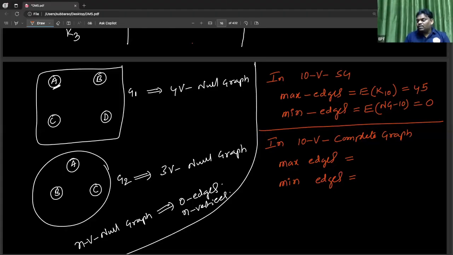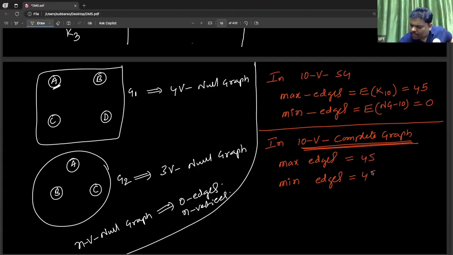First of all, a complete graph is a simple graph. Self loops are not allowed. Parallel edges are not allowed. So what is the answer? Remember here, a 10 vertex complete graph is already complete. It already has the maximum. What is the maximum? What is the minimum? Both are 45. From the complete graph, delete one edge and it is not complete. To the complete graph, add one more edge and it is not a simple graph. You cannot add, you cannot delete.